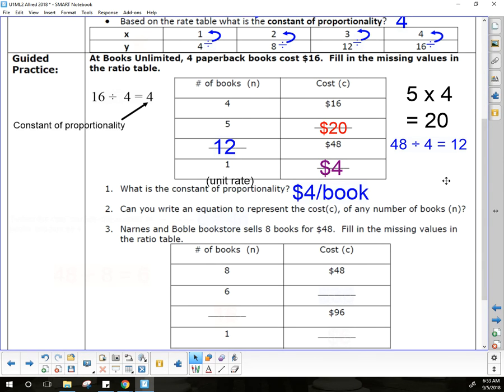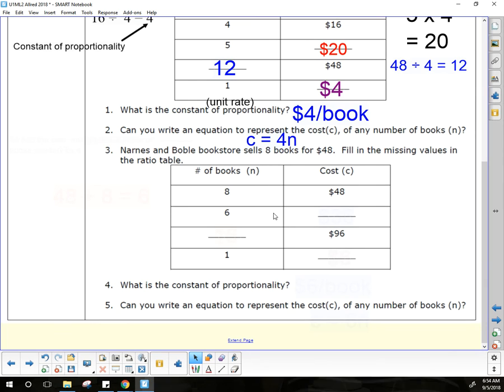So I could write an equation to tell me how much any number of books would cost by saying that the cost of the books, C, is equal to 4 times the number of books that you buy. See if that works for anything in here. C equals 4 times N. 4 times 4 is 16. 5 times 4 is 20. 12 times 4 is 48. 1 times 4 is 4. So that equation represents this relationship.